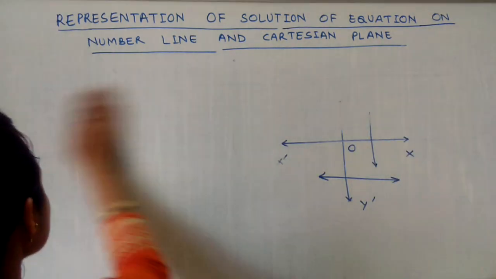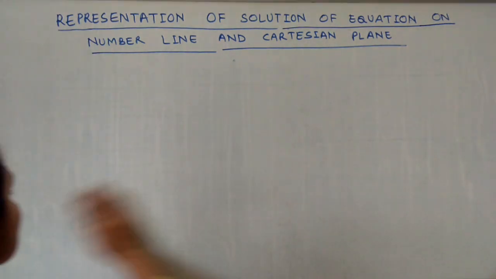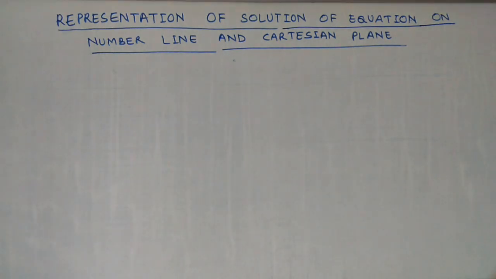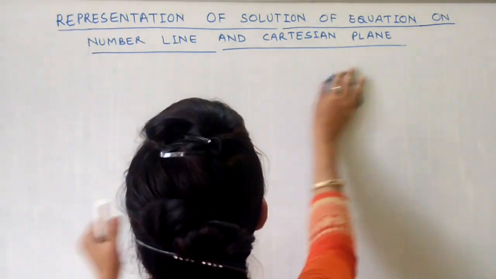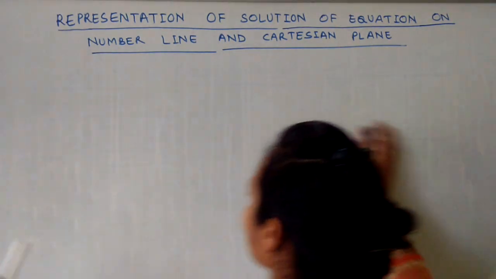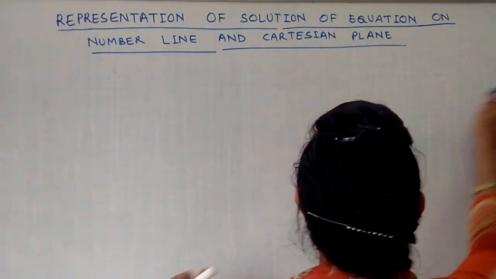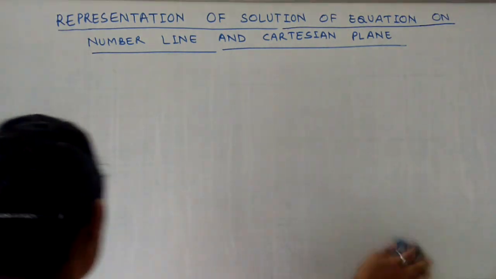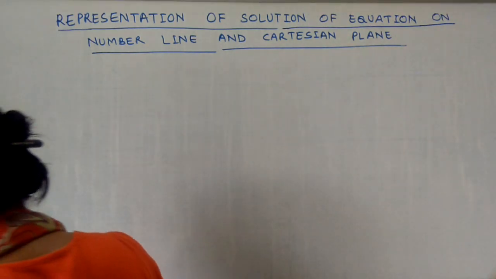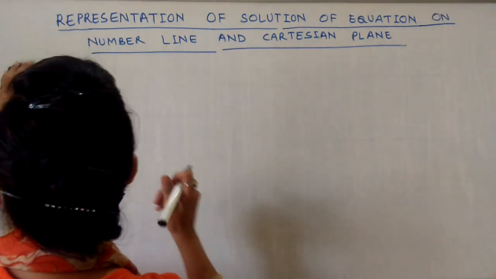Now come to the representation of solution. I will take the question from your NCERT, that is convenient for you. How to represent the lines on the number line, how to represent the point on the number line as well as on the Cartesian plane. Okay, so I will write that equation which is in your NCERT book. The question is, solve the equation 2x plus 1.